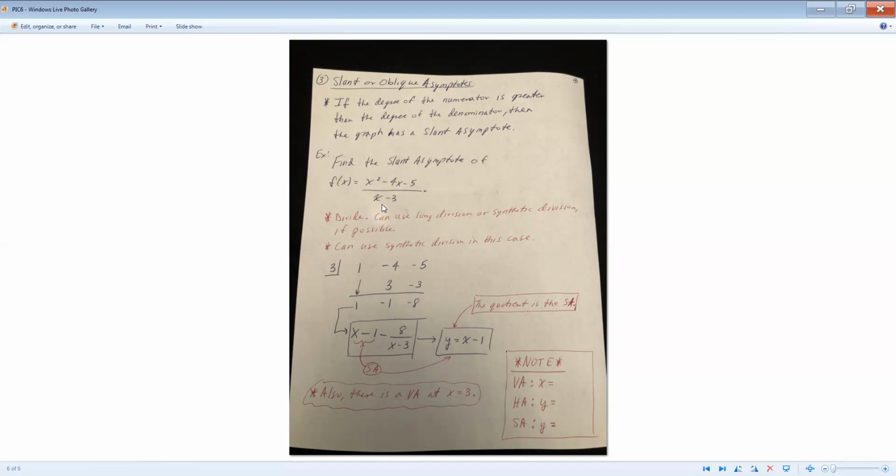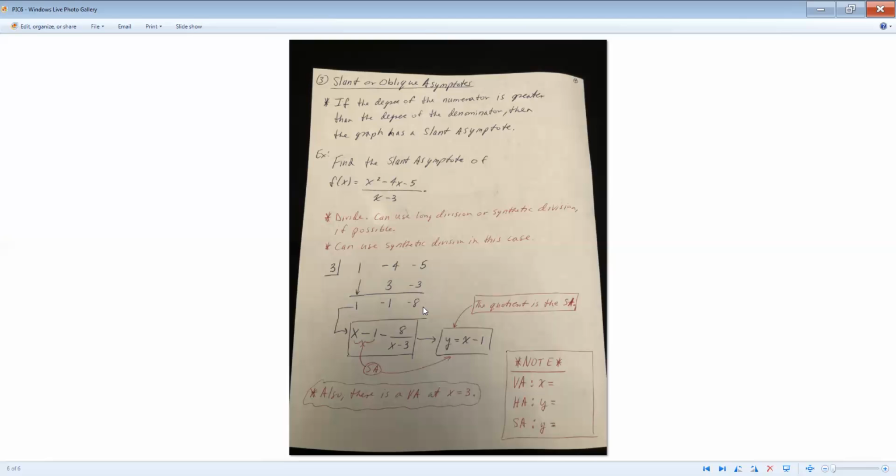If I do decide to do so, don't forget if I have x minus 3, then what goes in my partial box over here is the positive 3. It's always the opposite sign. And then I use my coefficients, 1, -4, -5. Bring down 1, 3 times 1 is 3. Add these together, it's -1. 3 times -1 is -3. Add these together, it's -8, which will be my remainder.